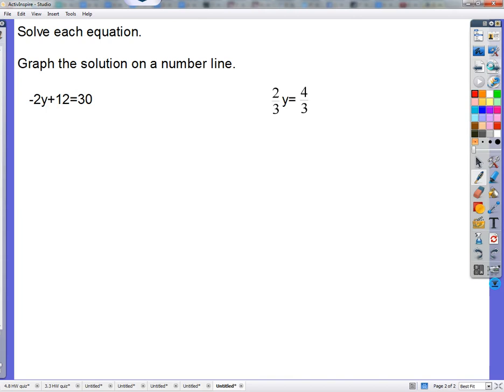Just to make sure we got it, we're going to do it again for these equations. I'm going to do the solve these equations and graph them on the number line. Graph their solutions on the number line.